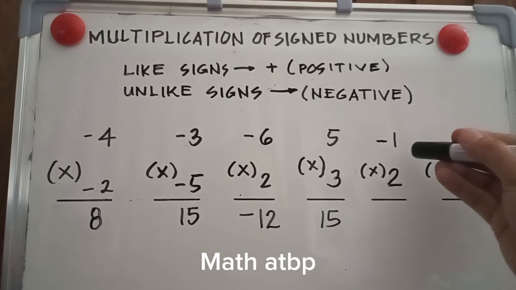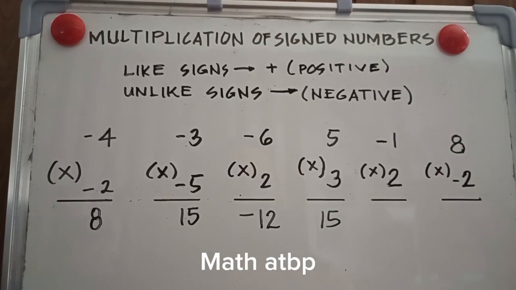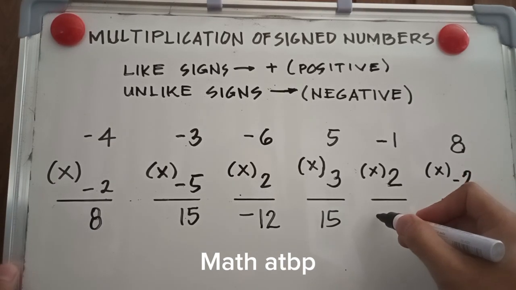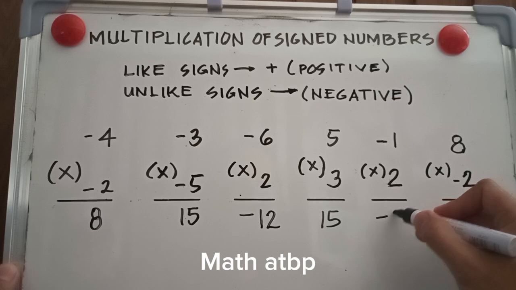Now we have negative 1 times positive 2. Different signs. Unlike signs, the answer is negative. 1 times 2 is 2.